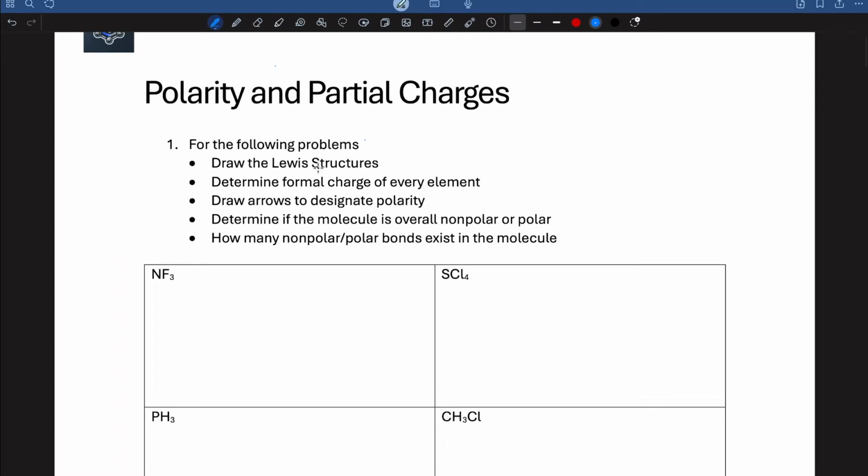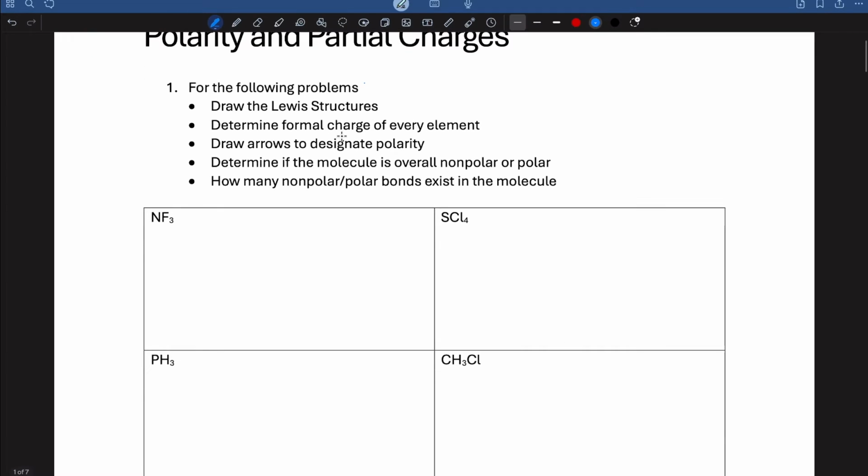They're asking us to draw the Lewis structure, determine the formal charge of every element, and draw arrows to designate polarity, determine if the molecule is overall nonpolar or polar, and how many nonpolar and polar bonds exist in the molecule. I'm not going to be writing what the formal charge of every element is, although it is on the answer key, also in the description below, but we will also be designating partial charges to every element. I'm just going to be verbally saying what the formal charge of every element is.